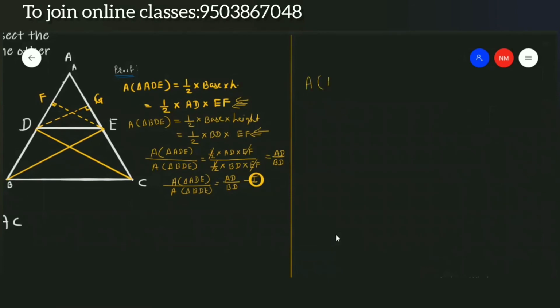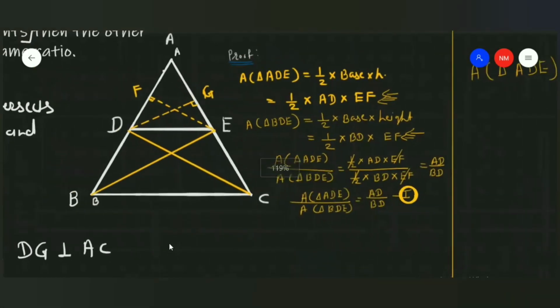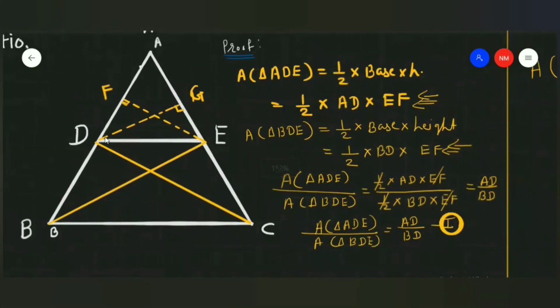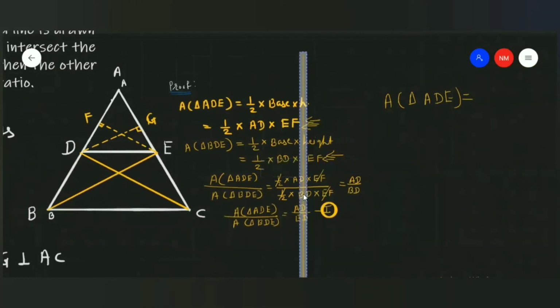Area of triangle ADE. This time I'm going to select the base on the right hand side. So this one, you can see DG is the height. DG is the height on AC, right? DG is the height or altitude on AC. So this time I'm going to select base AE. Base is AE of the same triangle ADE. So let's write base AE and height DG.